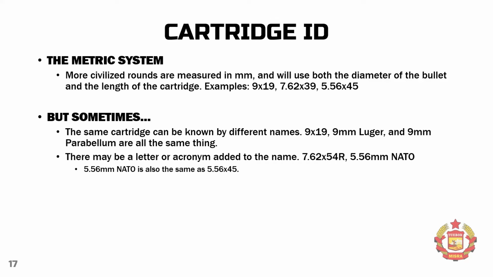Sometimes the same cartridge can be known by different names. So 9 by 19 is also known as the 9mm Luger, 9mm Parabellum. It's all the same thing. There might also be a letter or acronym added to the end of the name to denote something special, 7.62 by 54R. I don't remember if R means Russian or rimmed, but the cartridge does have a little bit of a rim on the outside, so it makes sense. 5.56mm NATO, same thing as 5.56 by 45.